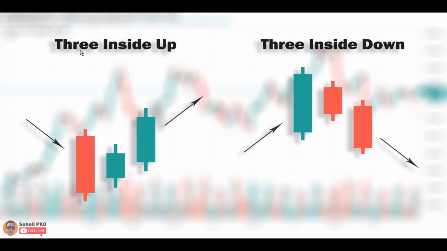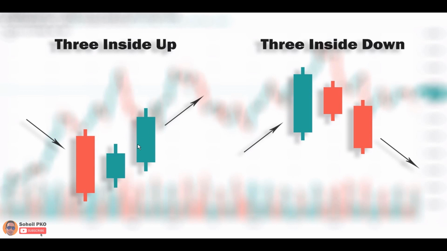Three inside up. This pattern is a bullish reversal pattern and it's made of 3 candles. The pattern appears at the end of a downtrend or at support levels and it shows possibility of reversal. The first candle, as we expect in a downtrend, is a medium to long red candle, and after that we have a short green candle that is totally inside the body of the first candle, and the third candle is a long green candle that opens in the body of the second candle and closes above the first candle. This shows that buying pressure is high and sellers are weakening and there could be a possible reversal.